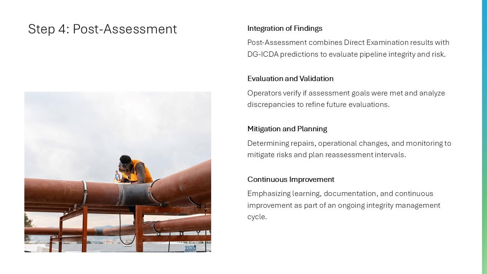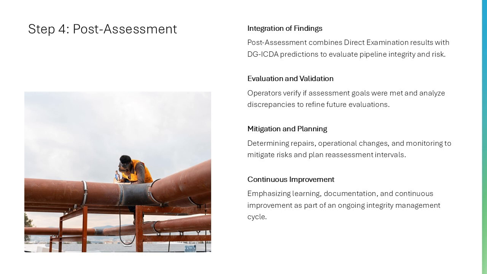process. The post-assessment step integrates the results of direct examination with the original DG-ICDA predictions to draw conclusions about pipeline integrity and future risk. During this phase, operators evaluate whether the assessment objectives were met and whether the model accurately identified corrosion-prone locations. Any discrepancies between predicted and observed conditions are analyzed to improve future assessments. Post-assessment also involves determining appropriate mitigation actions, such as repairs, operational changes, enhanced monitoring, or improvements to dehydration systems.